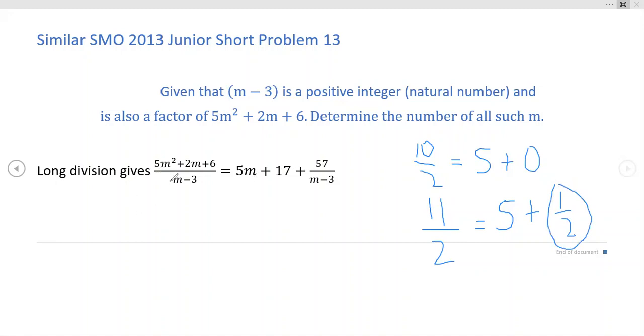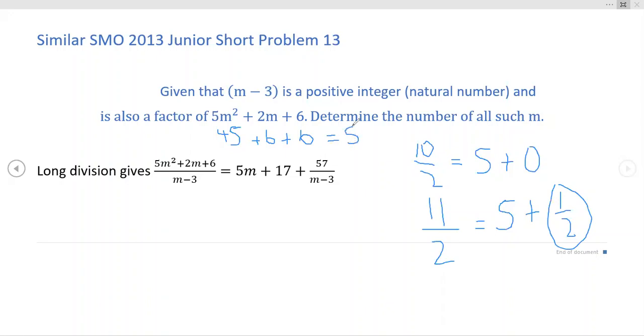Now, I didn't show you the long division, folks, but if you divide m-3 into 5m squared plus 2m plus 6, you do get this expression right here. This would be the quotient. And one way to see this pretty quickly from algebra: notice that if you substitute 3 into this expression right here, you get 5 times 3 squared, which is 45, plus 2 times 3, which is 6, plus 6 again. And ladies and gentlemen, that's equal to the 57 that you see right there. And so you know that's going to be your remainder.